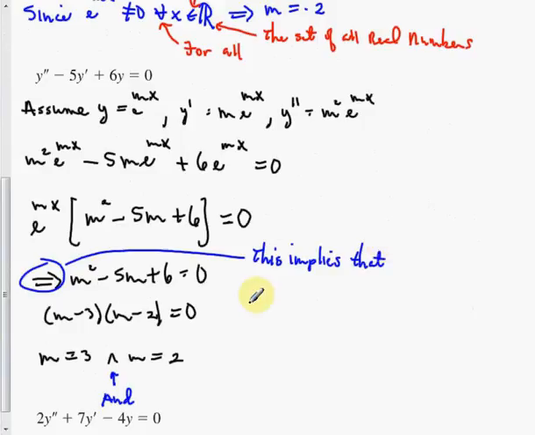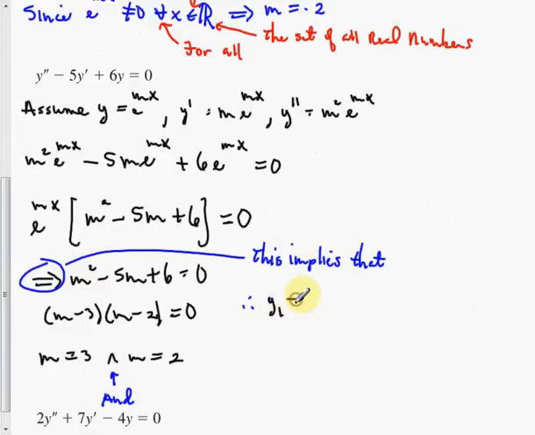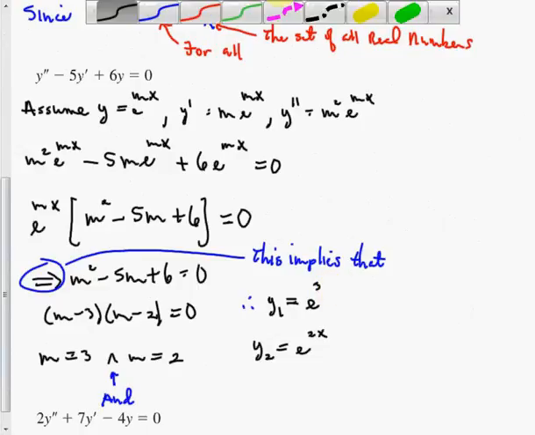So we conclude that there are two solutions here. y sub 1 is equal to e to the 3x, and y sub 2 is equal to e to the 2x. Excuse me, there should be an x up there. The m is the 3 and the m is the 2. Sorry, I get kind of carried away sometimes.